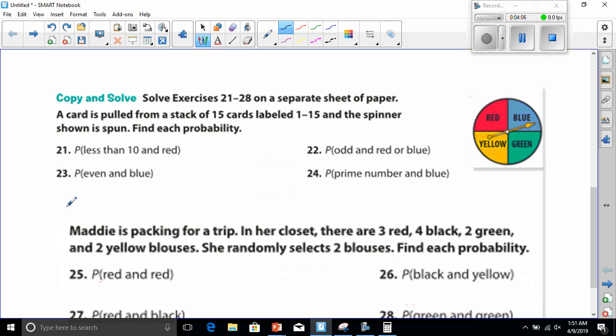Let's go to number 21. It says to solve 21 through 28 on a separate paper, a card is pulled from a stack of 15 cards labeled 1 through 15. Once again, I'm going to highlight this to remind me that that's what they're talking about. Let's see, card 1 through 15. And the spinner. And the spinner is just 4 spaces.